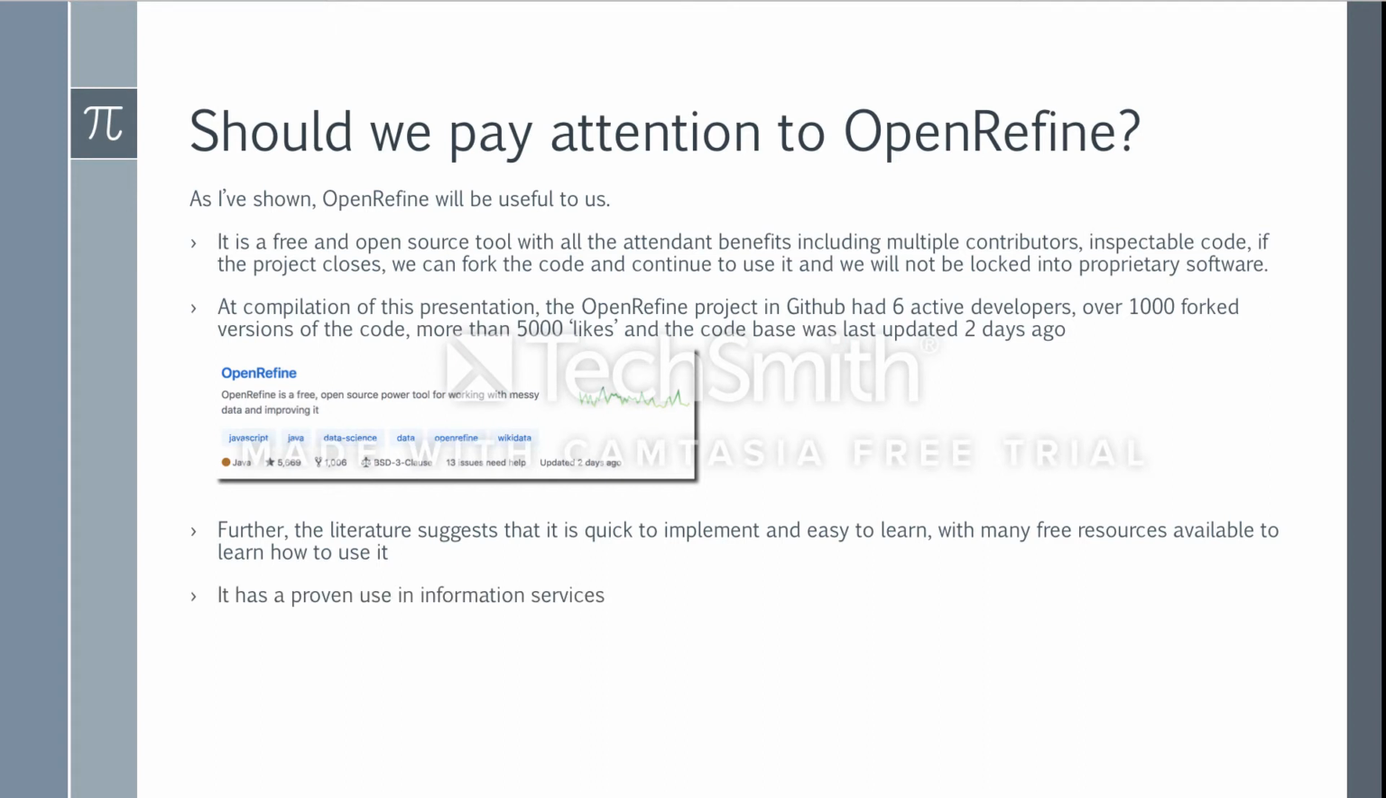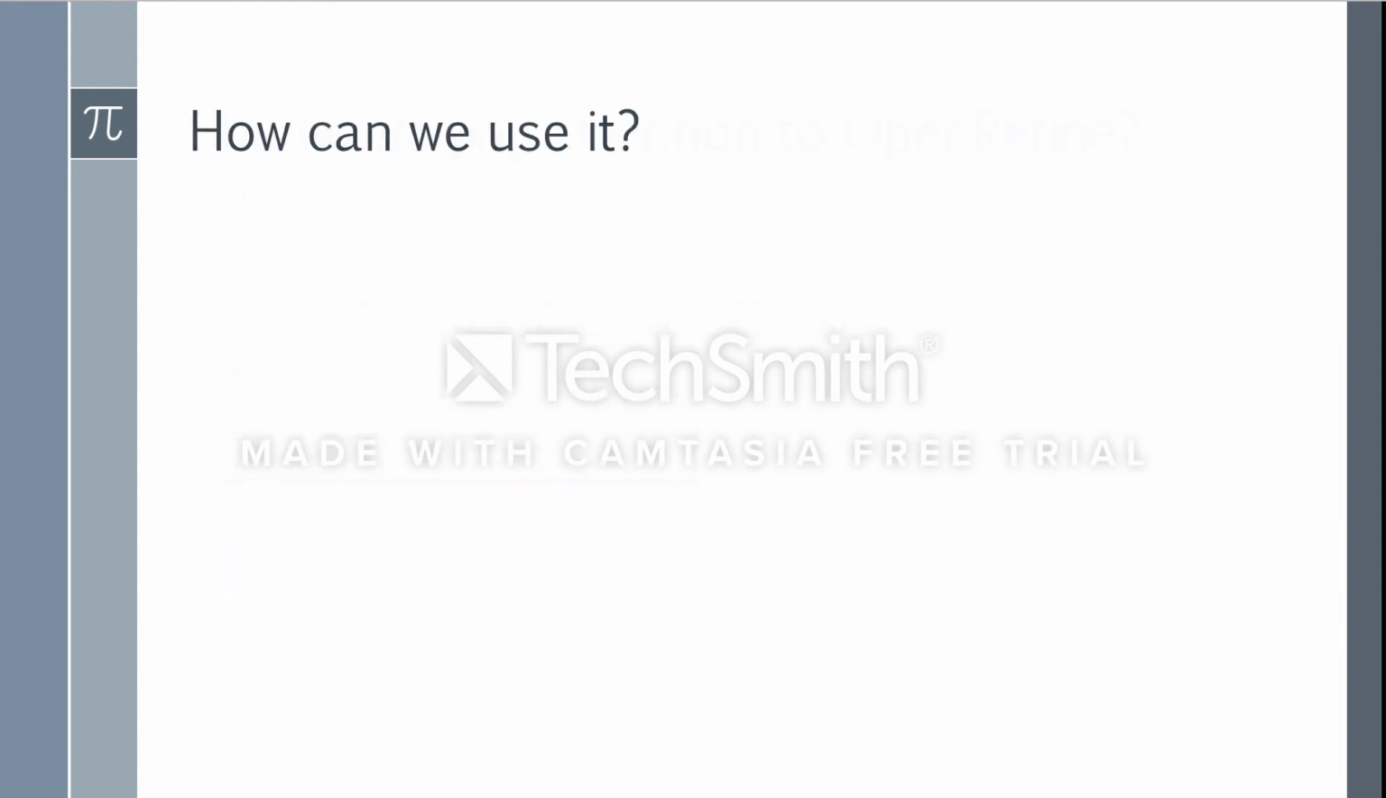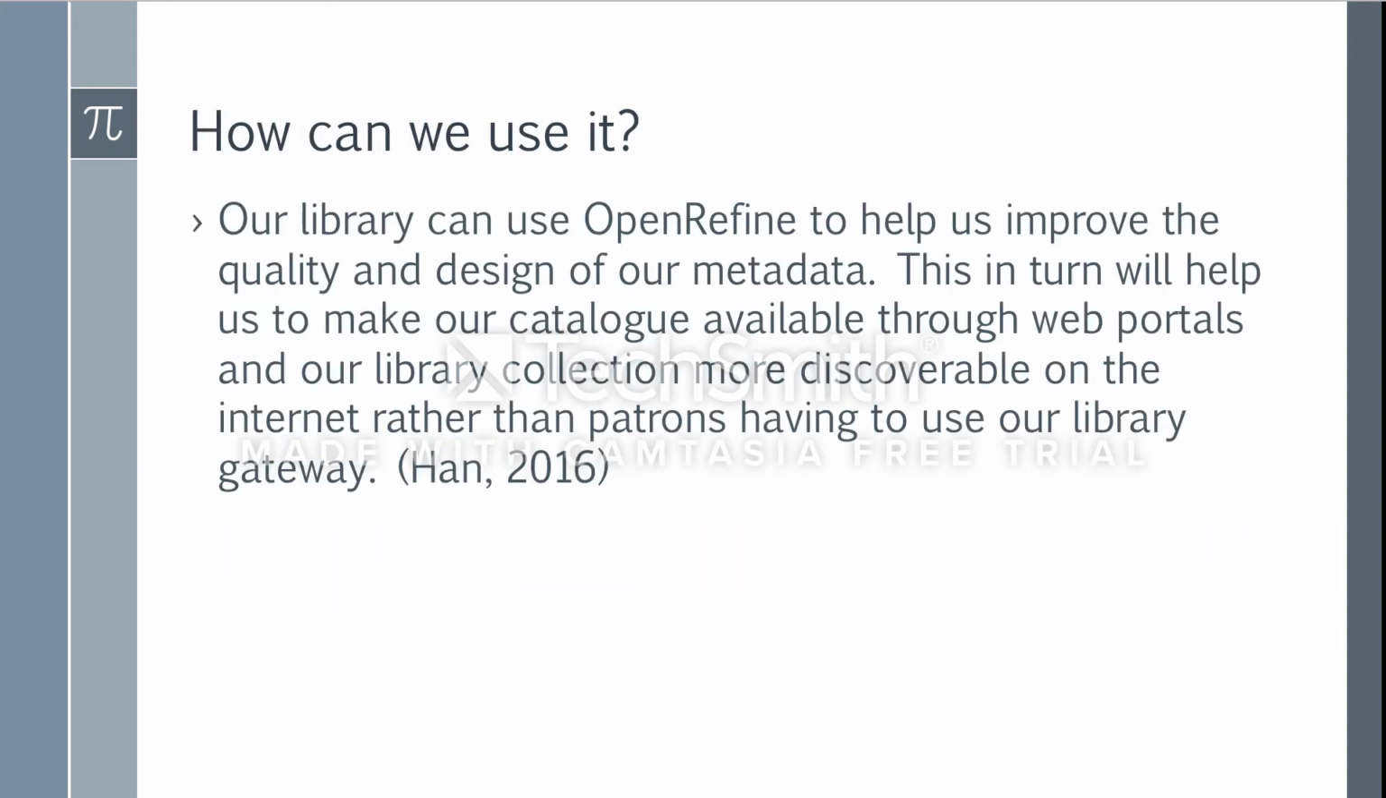It has a proven use in information services. It is an innovative way we can help address budget constraints and make our procedures and services more sustainable. Our library can use OpenRefine to help us improve the quality and design of our metadata. This in turn will help us to make our catalogue available through web portals and our library collection more discoverable on the internet rather than patrons having to use our library gateway.